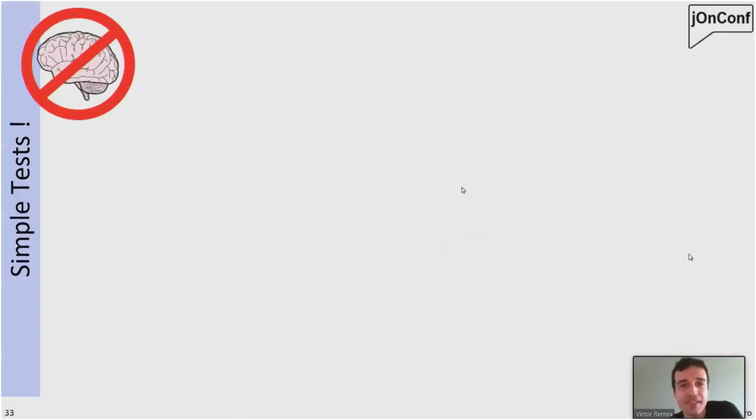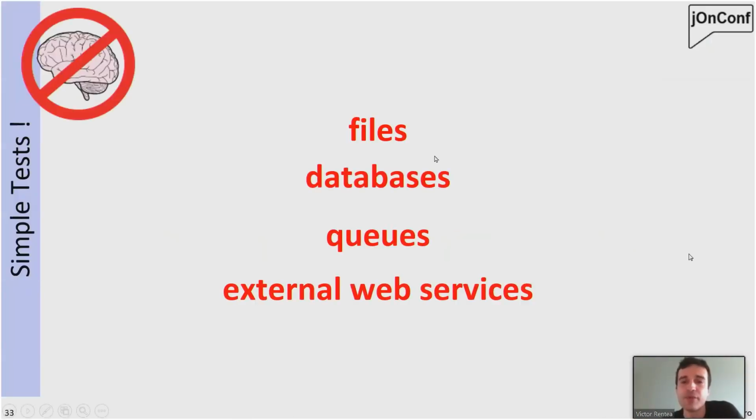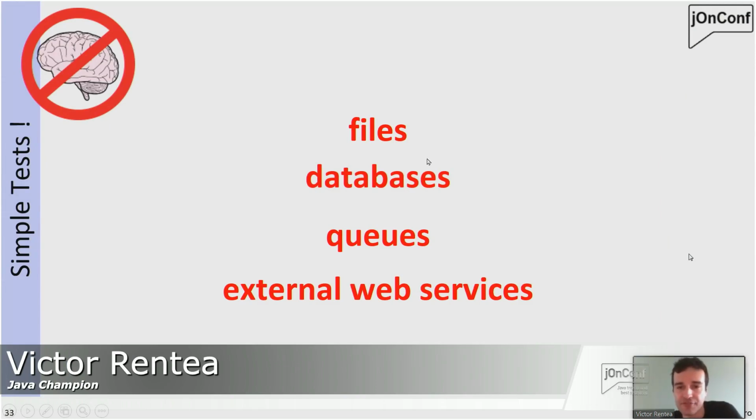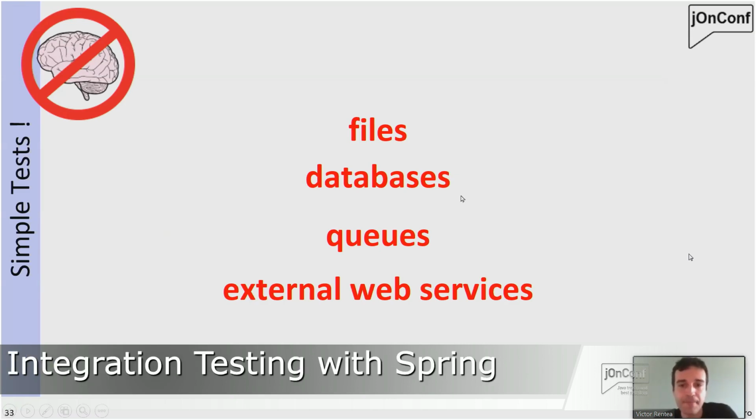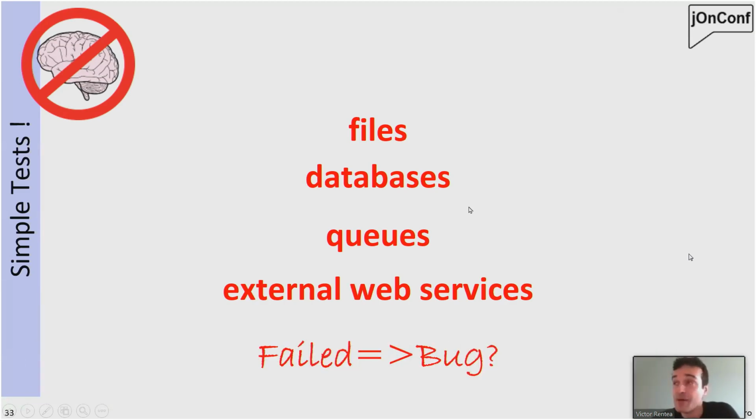So let's start with a question, really. If you have a test that will hit and use files or database and queues and external web services, if you ever call such a thing or use such a thing from a test, if that test fails, will this be a bug? Well, you've probably all seen cases in which, this is not a bug, it was just because of them, right? It's their fault.